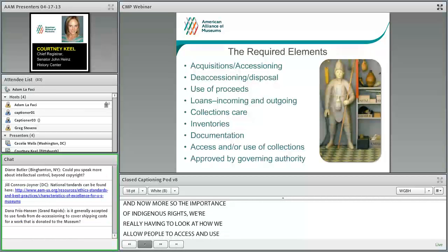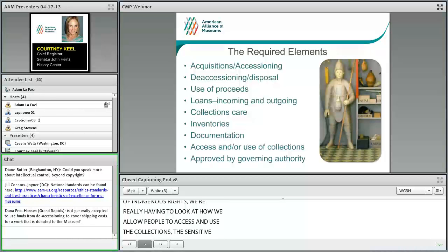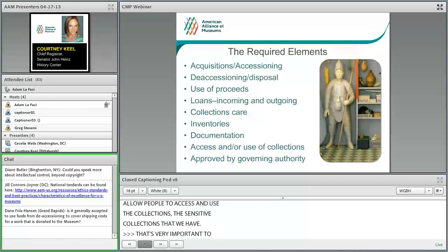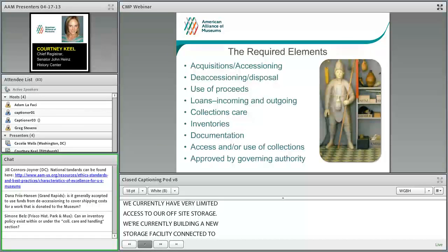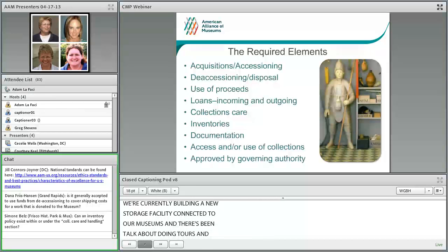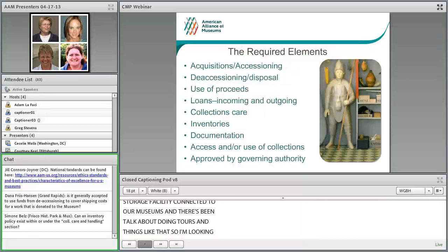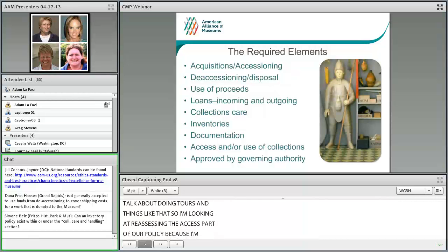Yeah, that's very important to include in a policy statement. Oh, this is Courtney. About the access. We currently have very limited access to our off-site storage. We're building a new storage facility connected to our museum, and there's been talk about doing tours. So I'm looking at assessing the access part of our policy, because I'm concerned about that changing, having a new building and tours, and really putting in fine detail how things will work if there are tours.